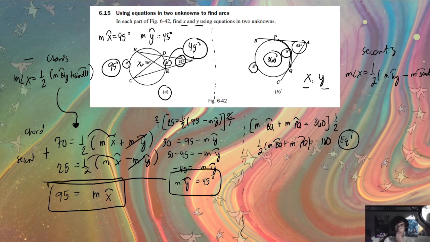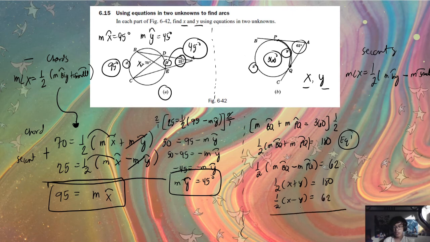Our second equation for this problem would be 1/2 of the measurement of arc BQ minus the measurement of arc PQ is equal to 62 degrees, based on the secant formula that we have. And let's try to write that using variables. So we have here 1/2 of quantity x plus y is equal to 180, and 1/2 of quantity x minus y is equal to 62.